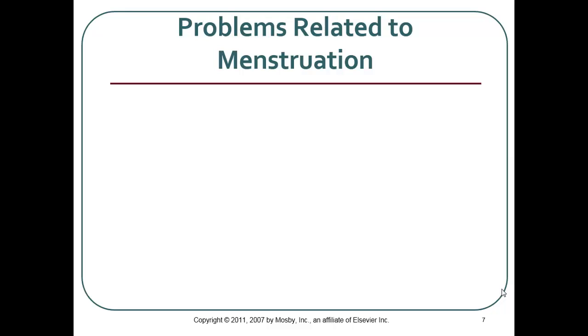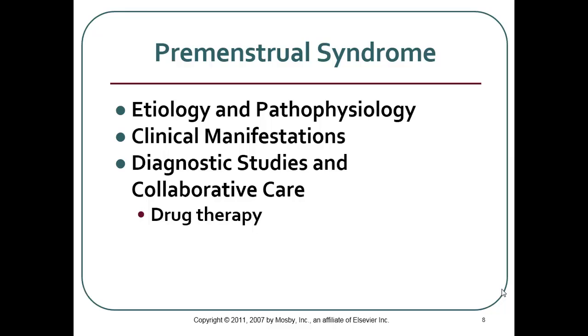So problems relating to menstruation. It's normal for women to be irregular during their first few years after the onset of menses, and it's normal for a few years before menopause for things to be irregular again. Premenstrual syndrome. They're really not sure of the cause. They think that it could be maybe genetics, hormones, neurotransmitters, maybe a mix of all of them. So some of the clinical manifestations that you'll see will be bloating, cramping, edema, binge eating.